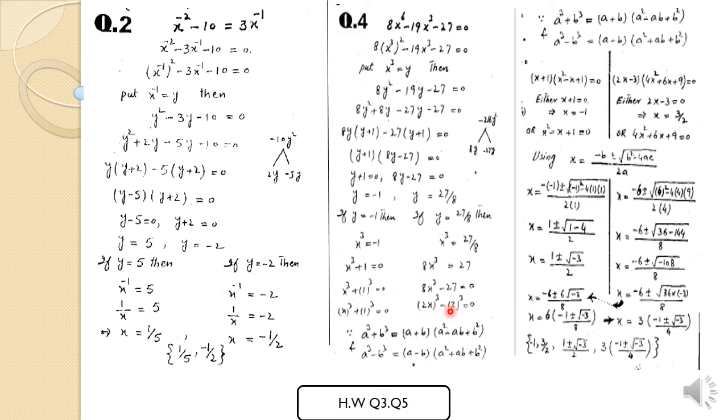And similarly here also, if we apply the formula of a cube minus b cube, then we open it in this form: 2x minus 3 and 4x square plus 6x plus 9. From the first, 2x equals 3, then x equals 3/2, and the second equation is quadratic, so we solve it by the quadratic formula, and you will get this answer. So the solution set is -1, 3/2, and (1 plus minus square root of -3)/2, and taking 3 as common, (-1 plus minus square root of -3)/4. So this is the solution set of this equation.